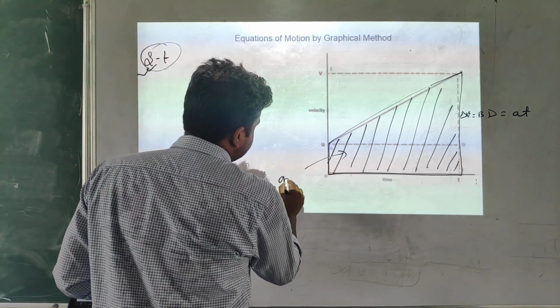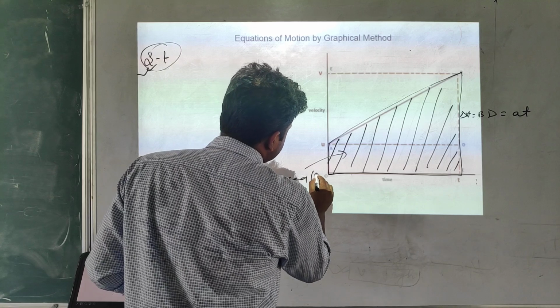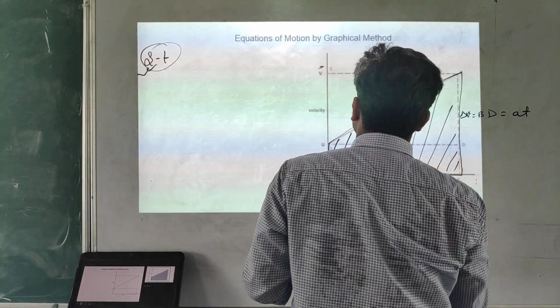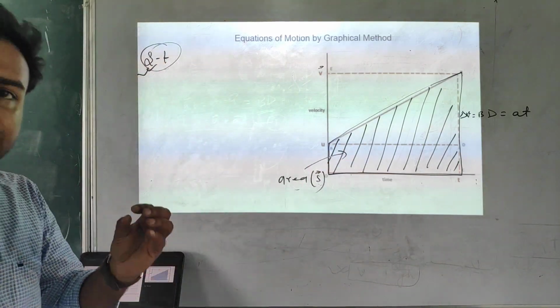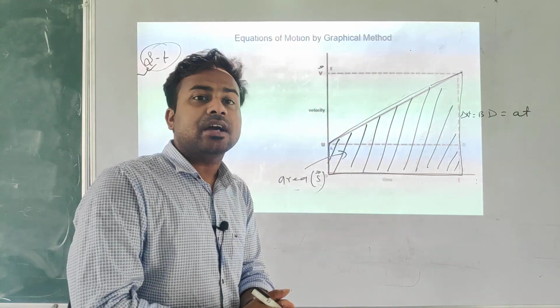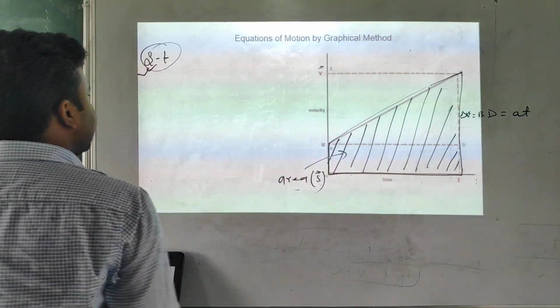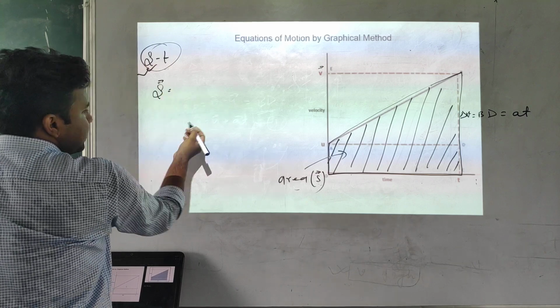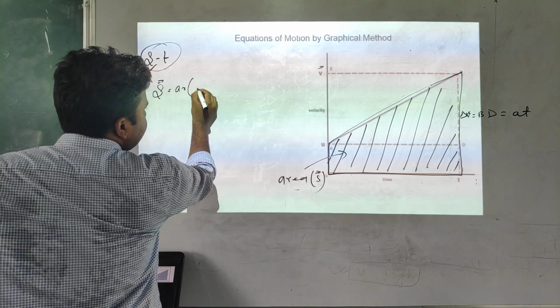This area is what? Displacement, because it's a velocity versus time graph. In a velocity versus time graph, if you take the area under that graph, that is the displacement. Now we'll find this area. How will you find the area? It means we have to find the displacement. Displacement is the area of the trapezium.